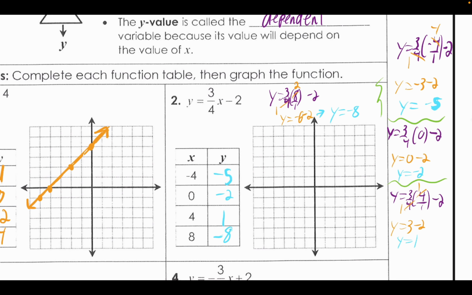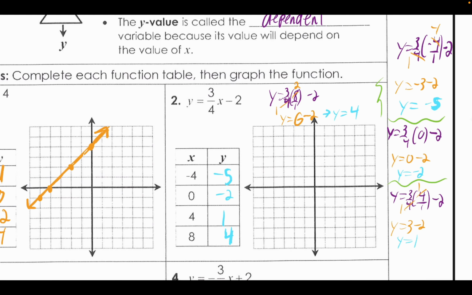I did some math wrong here. Let me look for 1 second. What did I do? Oh, silly me. That should not have been a -6. Let me undo that and redo that. That should have been a +6 minus 2, which is 4.